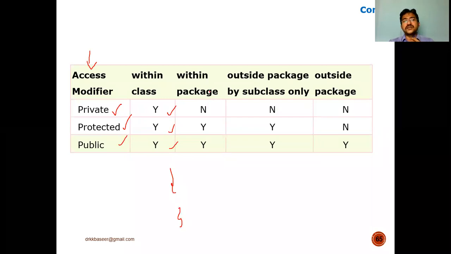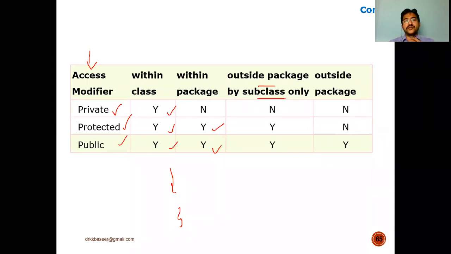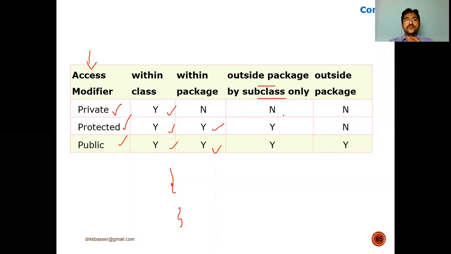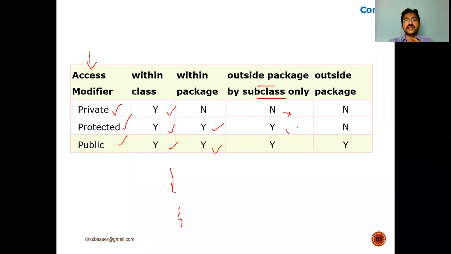Within the package, if you declare it as private, you can't access it. If you declare it as protected or public, you can access it. Outside the package by subclass: by subclass means the inheritance concept. With the help of the inheritance concept, you can access it outside the package through a subclass. So if you declare it as private, you can't access it. If you declare it as protected or public, you can access it.